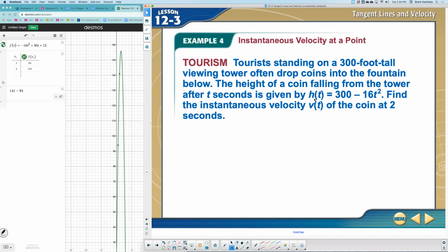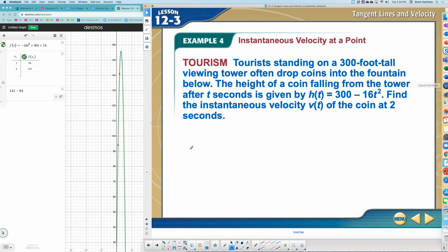So let's take a look at example 4 here. It says tourists standing on a 300-foot tall viewing tower often drop coins into the fountain below. The height of the coin falling from the tower after t seconds is given by this equation, where this is the height, original 300 minus 16t squared. That's the effect of gravity on any object, in feet per second squared. It says find the instantaneous velocity, v of t, of the coin at 2 seconds.